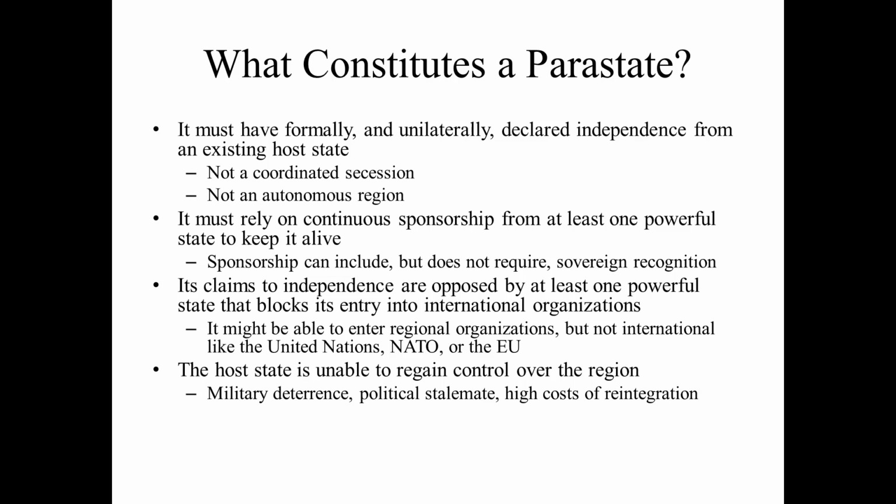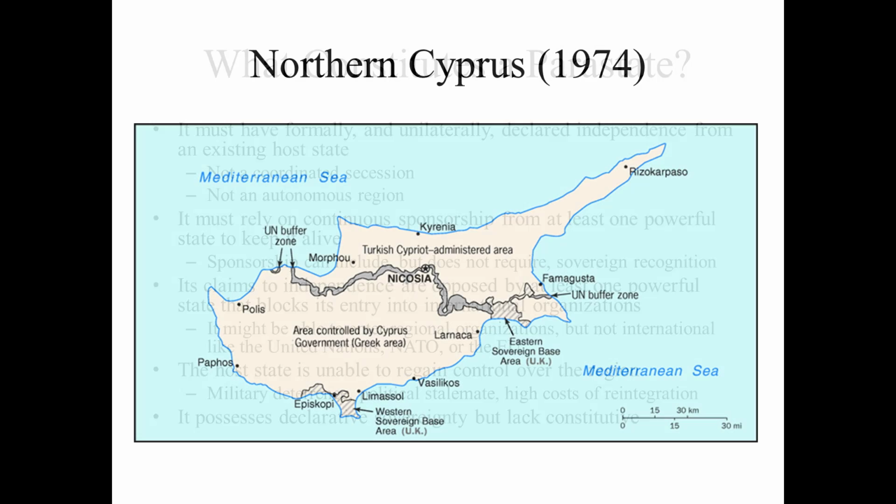So the host state, just suffice to say, is unable to regain control for a number of reasons. And therefore, the Parastate remains in this declarative sovereign status, but lacks constitutive. Okay? What is really the difference, right, between the two?